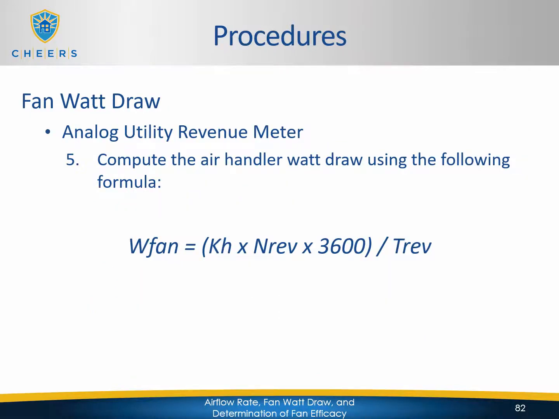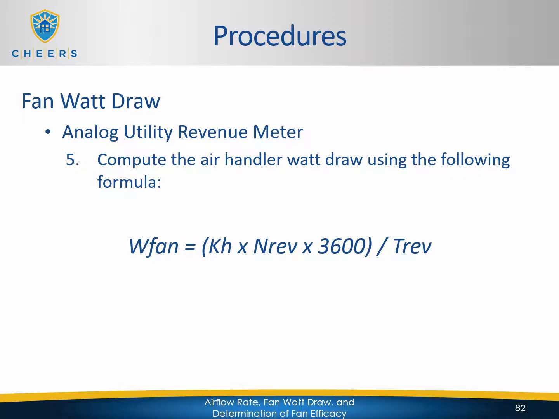You will then plug in those numbers into this particular formula. So you're going to compute the air handler watt draw using the following formula. The W fan, which is the watt draw. The formula is going to be the KH factor that you got from the actual utility meter. So in our case, it was a 7.2 according to the picture that we saw a couple of slides ago. Times the NRev, which is the number of revolutions that you counted, times 3600.